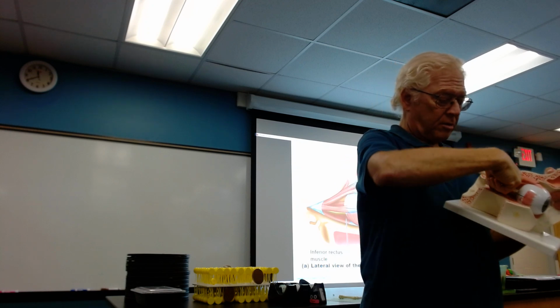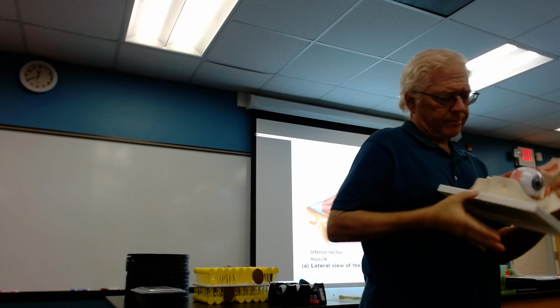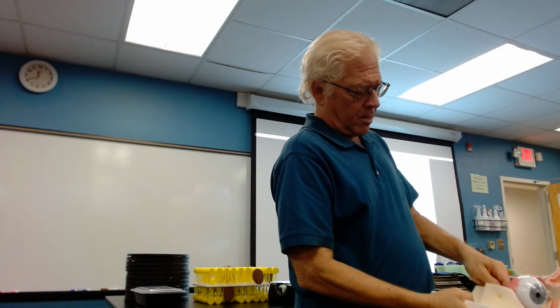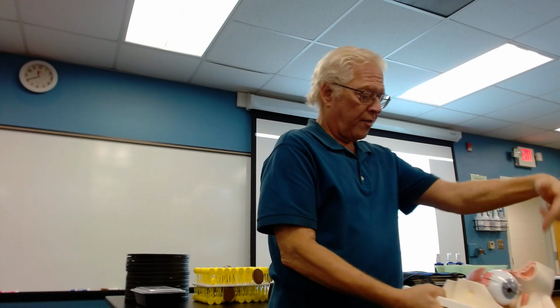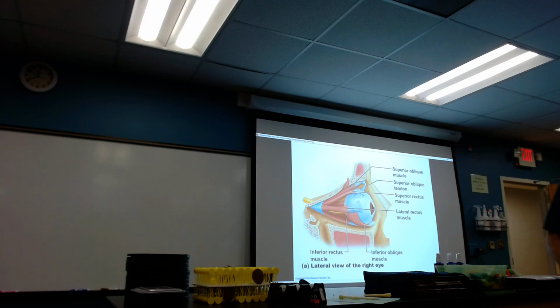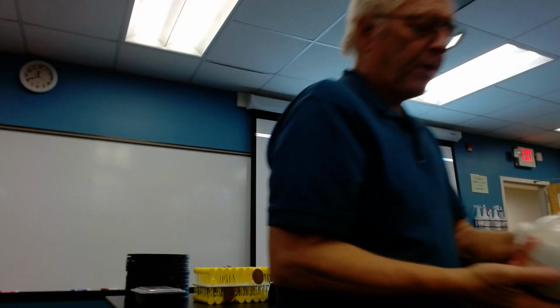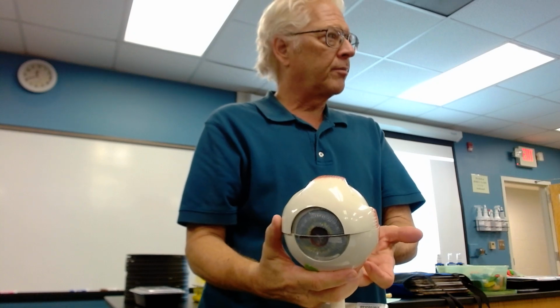How about this one? Which rectus muscle is this one? Over here, on the side. Lateral. And on this side, medial. And underneath, inferior. Does that make sense? On the big eye model, we just see parts that were cut. Got it? Superior, medial, lateral, inferior. Everybody with me?